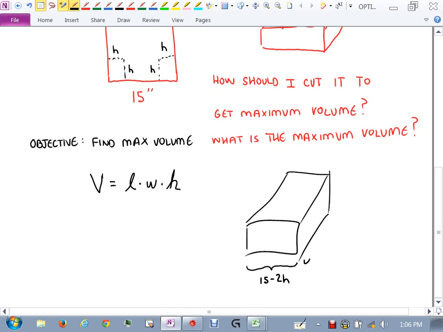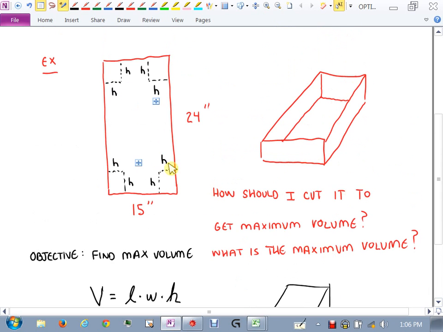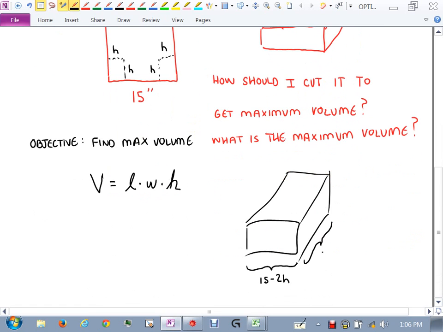What about this side over here? How long is that side? This one right here. That's the 24 that you had, then you took 2h off there. Understand? Then how high is it? And that's where you were saying h, right?